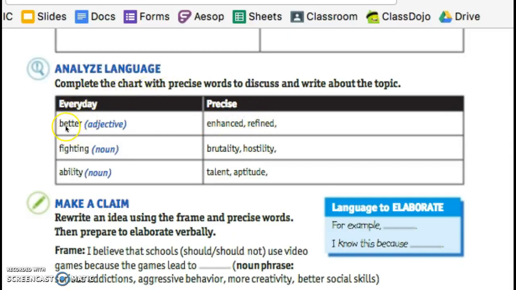For example, the everyday word better is an adjective, which means it describes something. So, better, some precise words would be enhanced or refined. What I want you to do right now is I want you to come up with two words that are your own precise words for better. And what I'm going to do is I'm going to give you 60 seconds. So you don't need to pause the video, but take 60 seconds to think about two other words that actually mean the same thing as better.